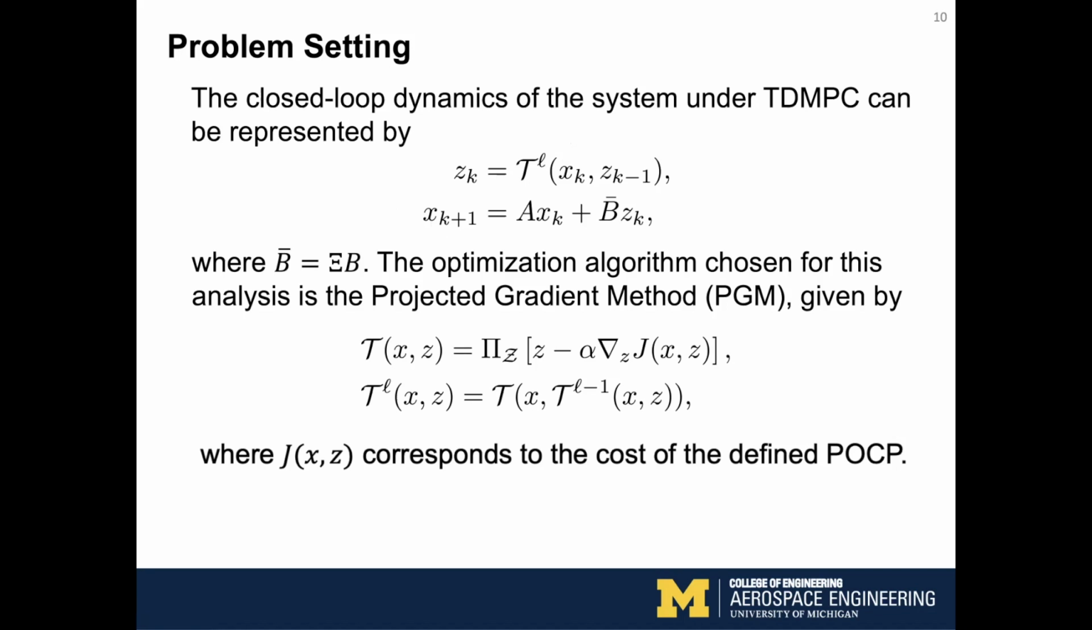And the optimization algorithm we choose for this analysis is the projected gradient method, which is given by this recursive definition shown here. And the reason we choose the projected gradient method is because it can handle input constraints very explicitly and also has a very well-defined convergence rate, which helps with the analysis of the optimizer subsystem.